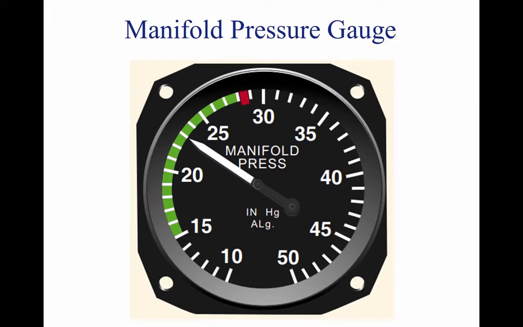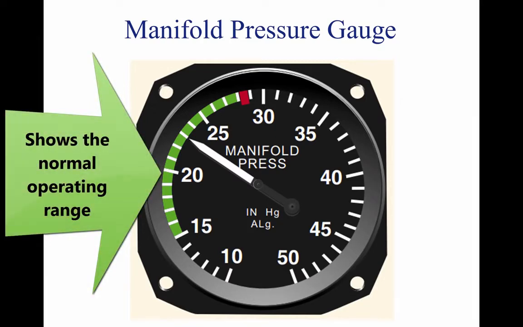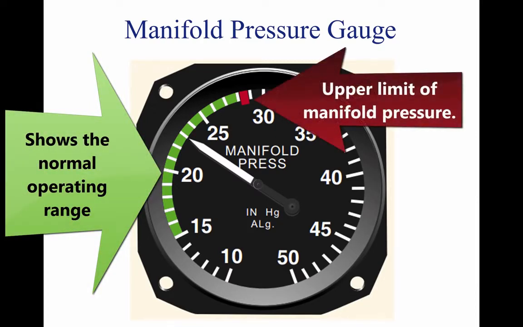The manifold pressure gauge is color-coded to indicate the engine's operating range. The face of the manifold pressure gauge contains a green arc to show the normal operating range and a red radial line to indicate the upper limit of manifold pressure.